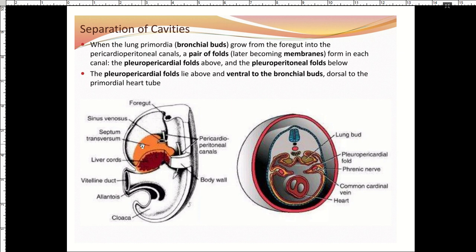You can now see that this is your septum transversum, and above the septum transversum is going to be your pericardial space. Below it, you're going to have your vitelline duct. Remember your vitelline duct, or omphaloenteric duct, that will later become your umbilicus. At the other side of the foregut, you have these canals, the pericardioperitoneal canals. Now we are separating the pericardial space from the pleural space by the pleuropericardial folds that will fuse and form membranes.